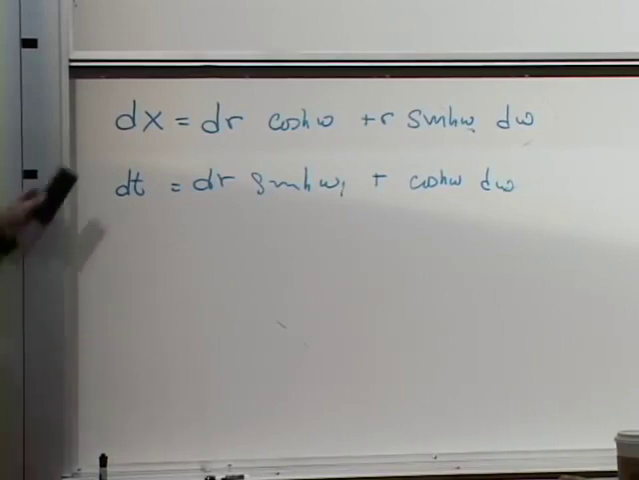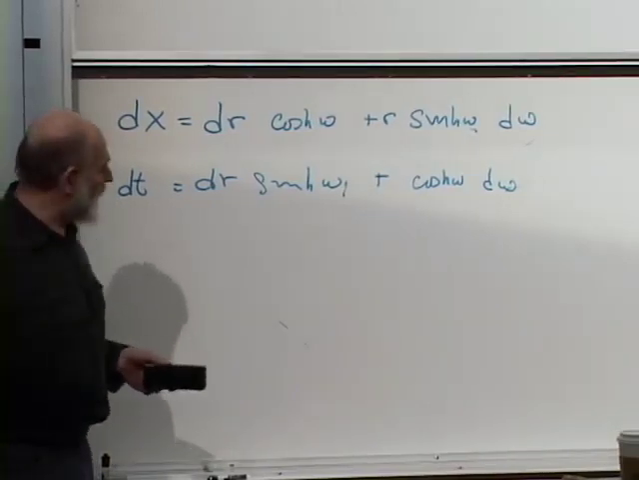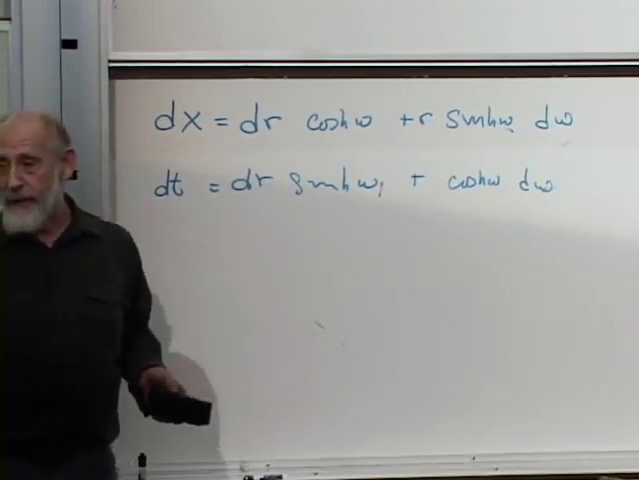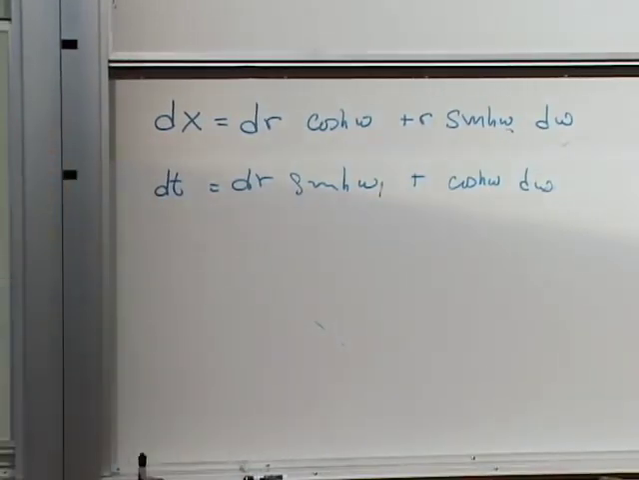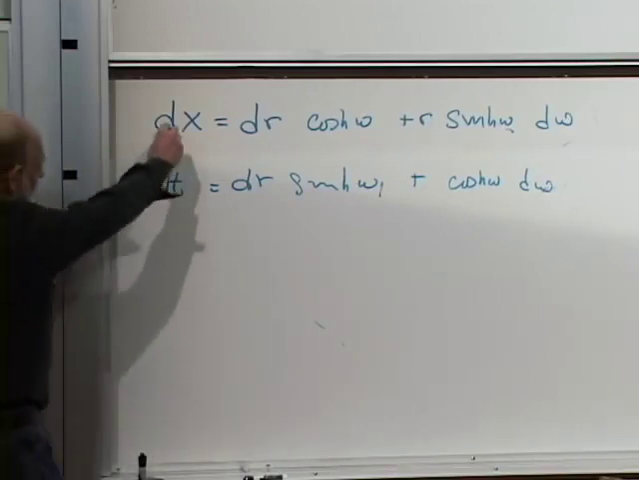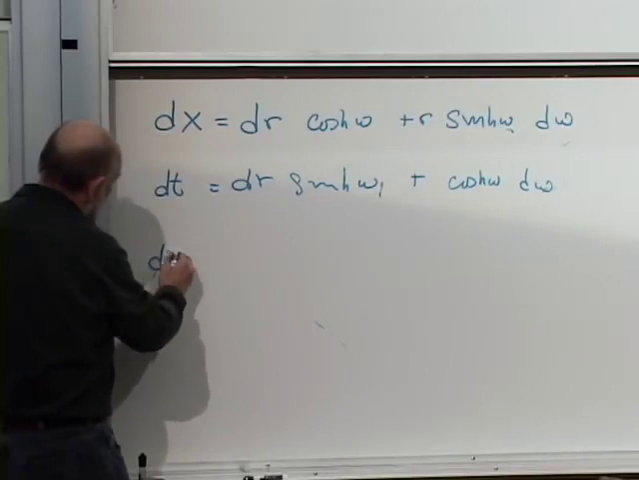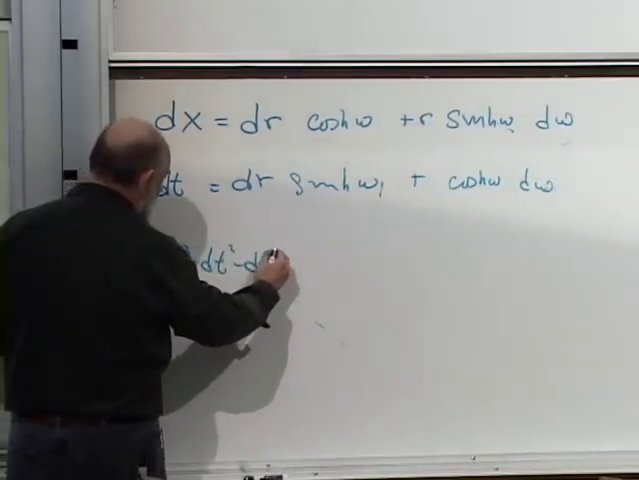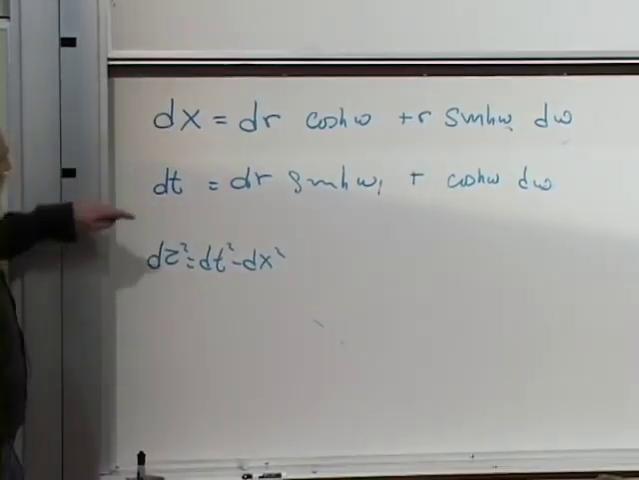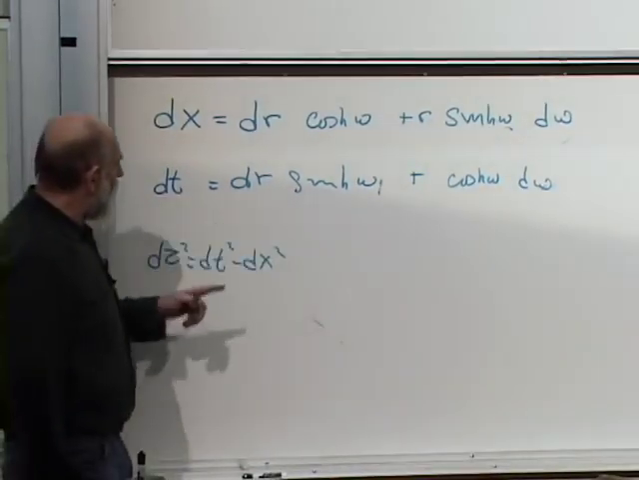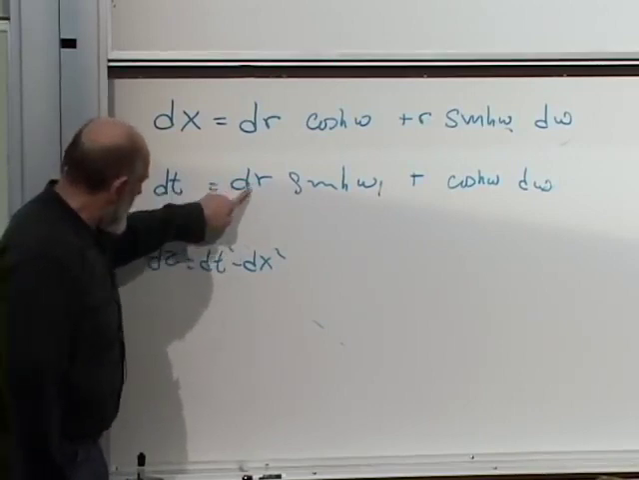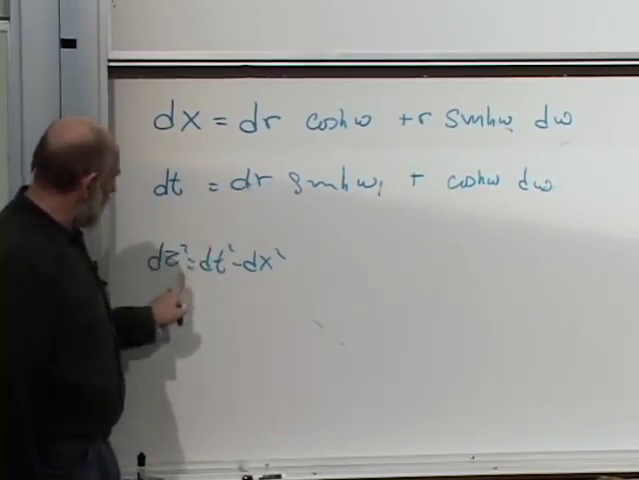Okay. Now let's calculate the metric. We know what the metric is. The metric is dt squared minus dx squared, right? Flat space time. I'm not even going to worry about y and z. They just go along for the ride. So let's write down the metric. d tau squared equals dt squared minus dx squared. Okay, let's see what we get. From dt squared, we're going to get a dr squared. So first of all, we'll get a dr squared.